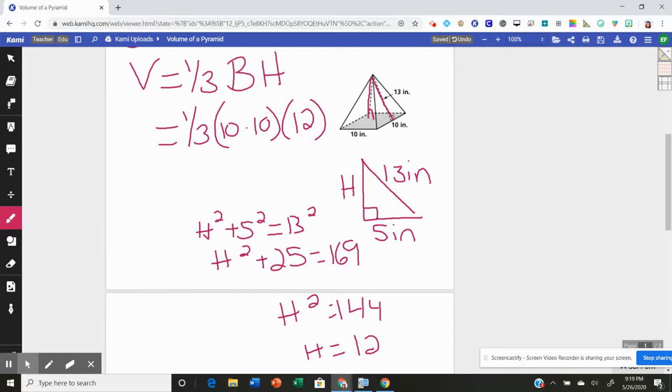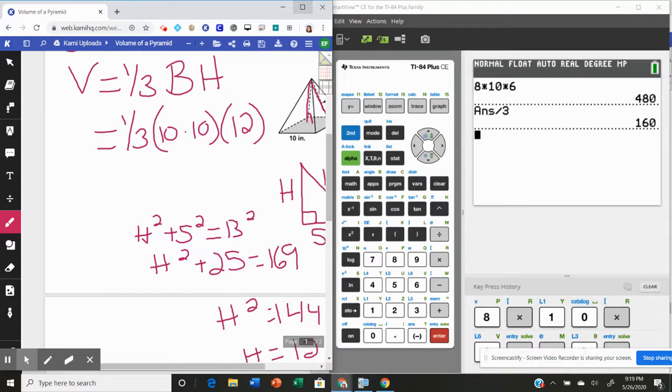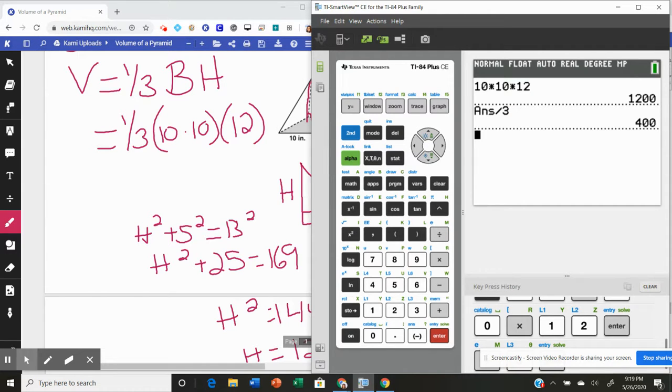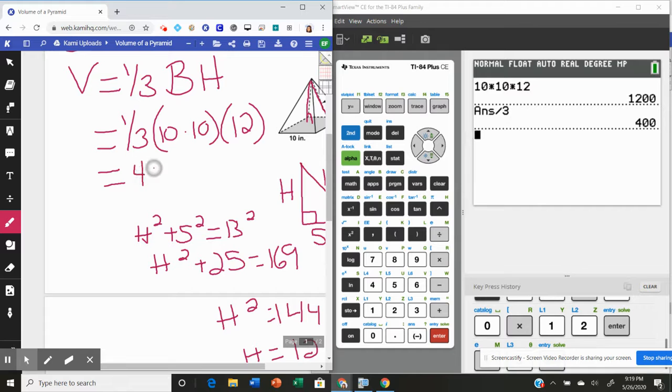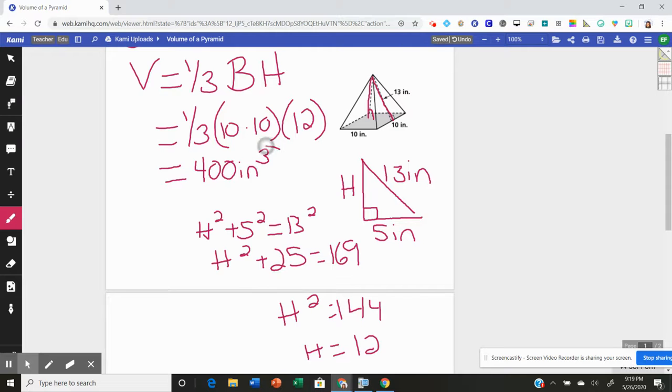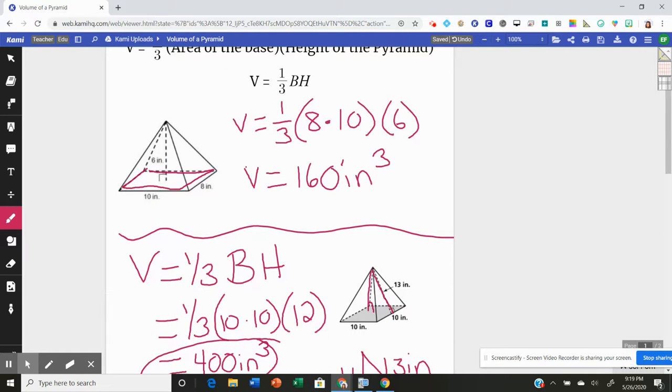So again, just like the last problem, I'm going to go into my calculator. I'm going to do all the multiplication first. So 10 times 10 times 12. And then I'm going to divide that answer by 3. All right, so it looks like the volume of this pyramid is going to be 400 inches cubed. Again, we're dealing with volume, so we need cubic inches.